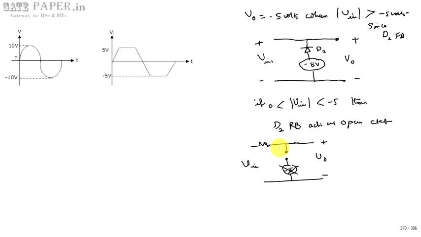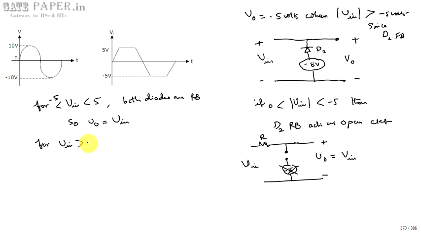So V naught is equal to V input, as no current flows through this resistor, since it is acting as an open circuit, and no voltage drop takes place across this R. So V naught is equal to V input effectively. From this we can say that for V input less than 5 and greater than minus 5, both diodes are reverse biased. So V naught is equal to V input.